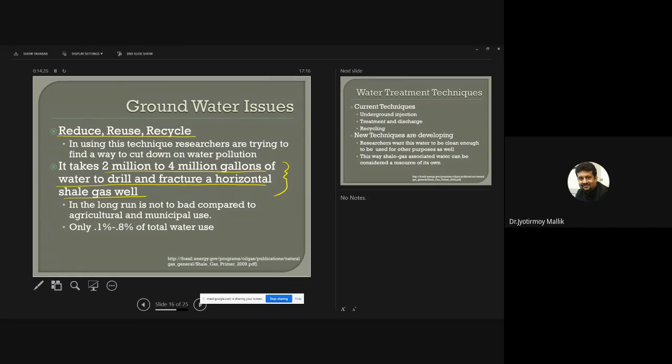So of course the best way to do this in a sustainable way is to practice this technique of reduce, reuse, and recycle. So in the long run, it is not bad compared to the agricultural and municipal use. Only 0.1 to 0.8% of the total water use. Okay, so what they are essentially saying is that, in those ponds that we just talked about, if you keep them for a long period of time, by natural filtering, all the contaminant in the water actually moves away, and then you can use them for agricultural and municipal purposes.